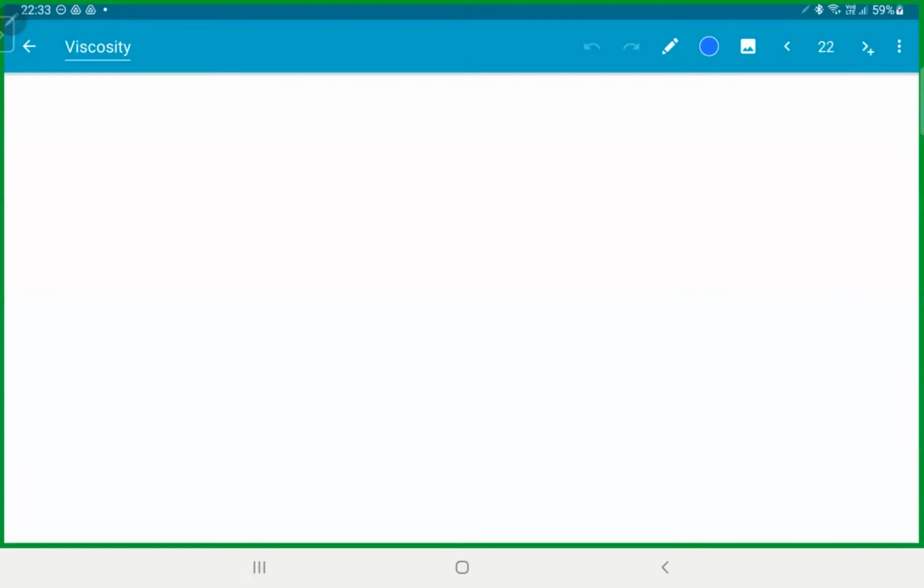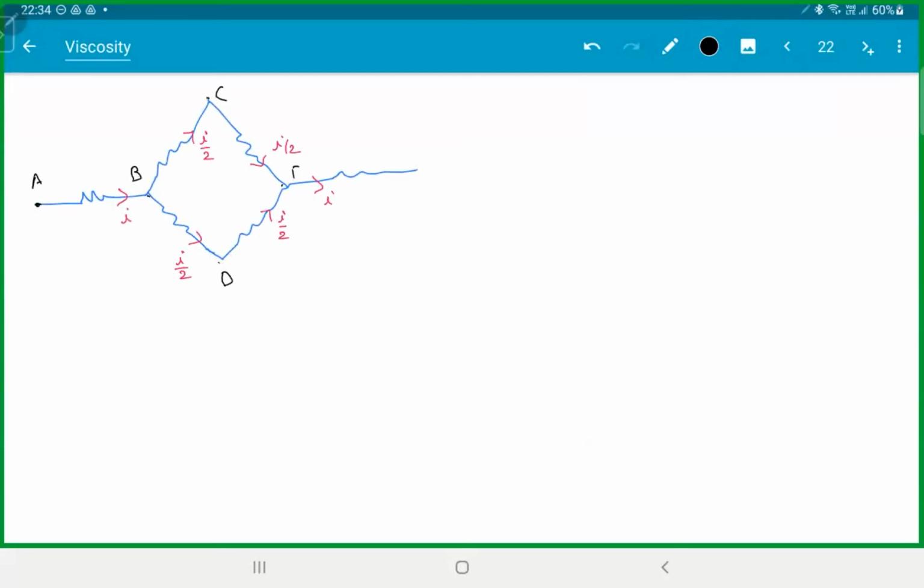See, if you assume current I is flowing here, this will be I by 2, this will be I by 2, I by 2, and I by 2. So this point's pressure is 2 P naught. So A, B, C, D, E, and F. This guy is P naught. This guy is 2 P naught.